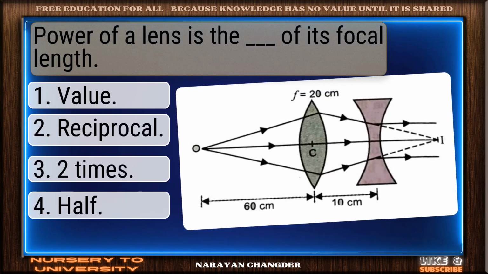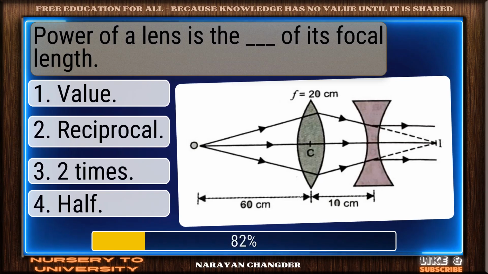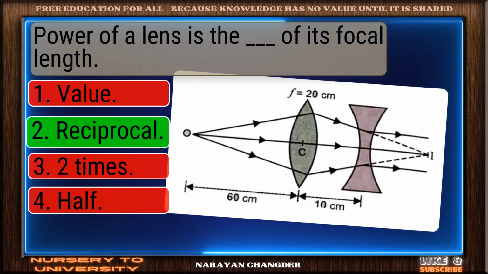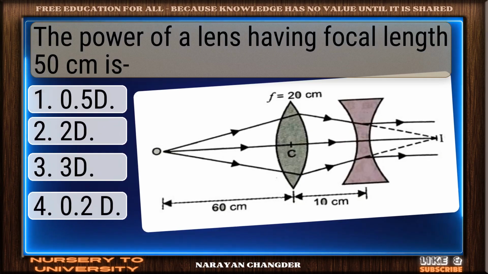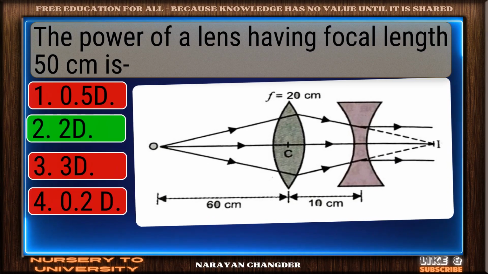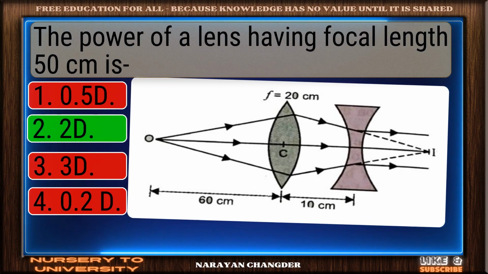Power of a lens is the dash of its focal length. Correct response. Reciprocal is the most accurate answer. The power of a lens having focal length 50 cm is? Sharp thinking. 2D is the right choice.